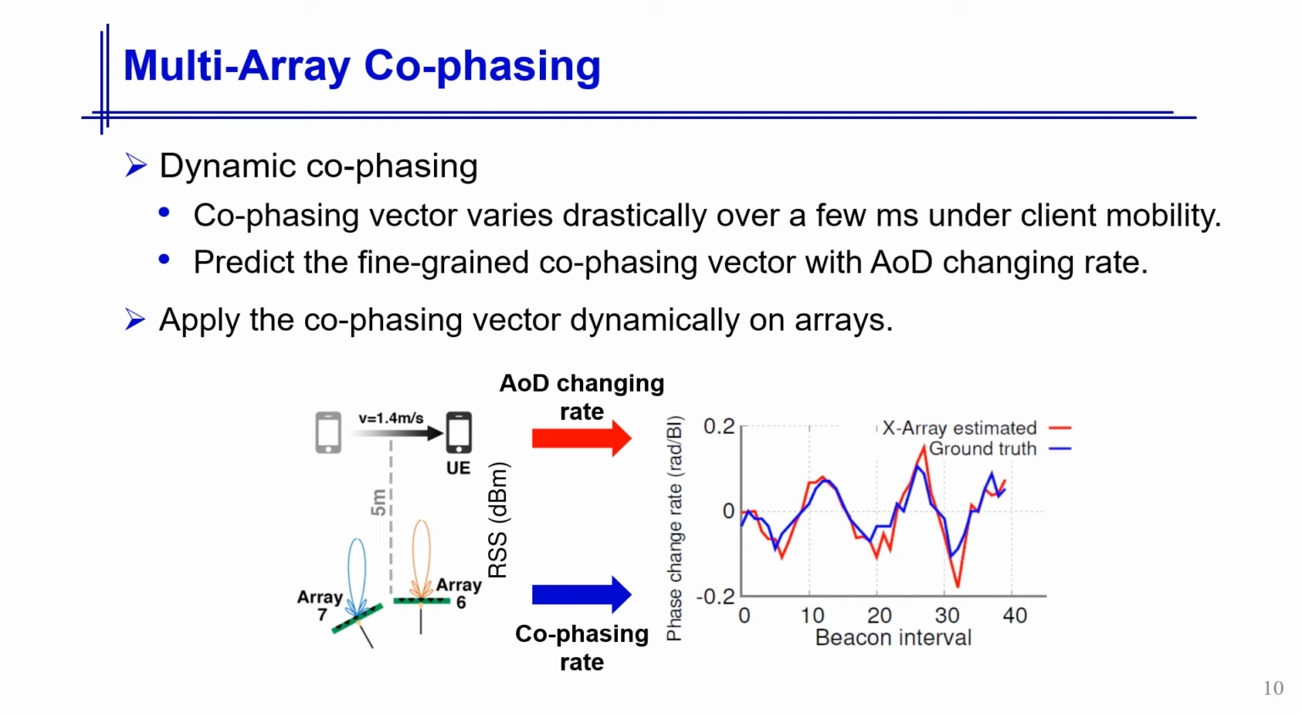The figure shows the ground truth co-phasing vector versus the predicted co-phasing rate from AOD estimation every 100 milliseconds. We see that the predicted phase changing rate matches the ground truth near perfectly, indicating the effectiveness of dynamic co-phasing.